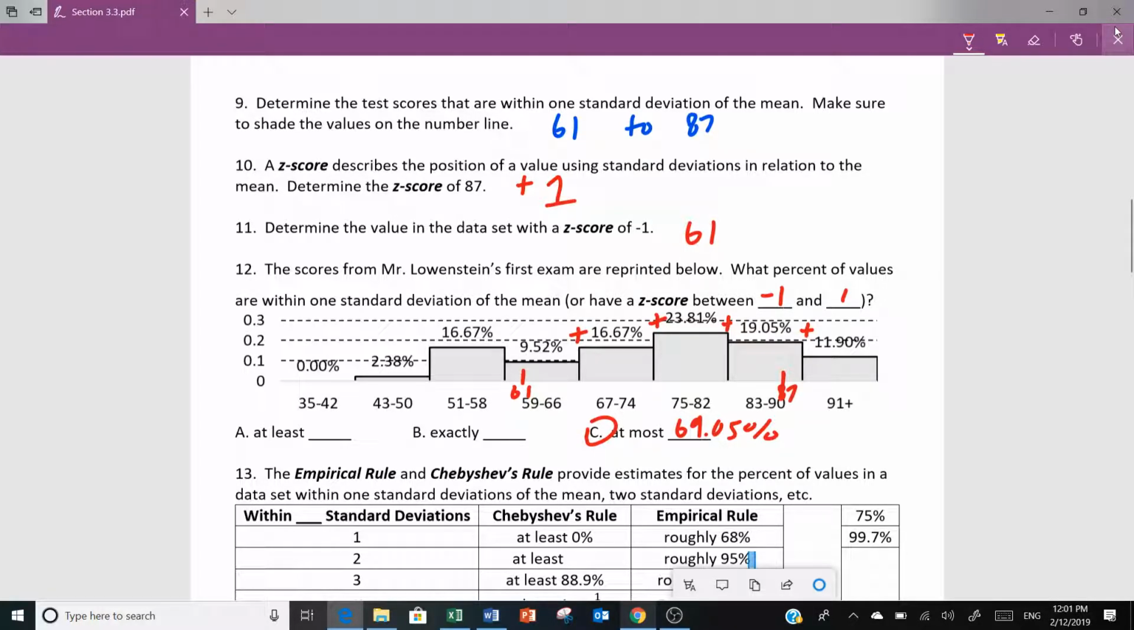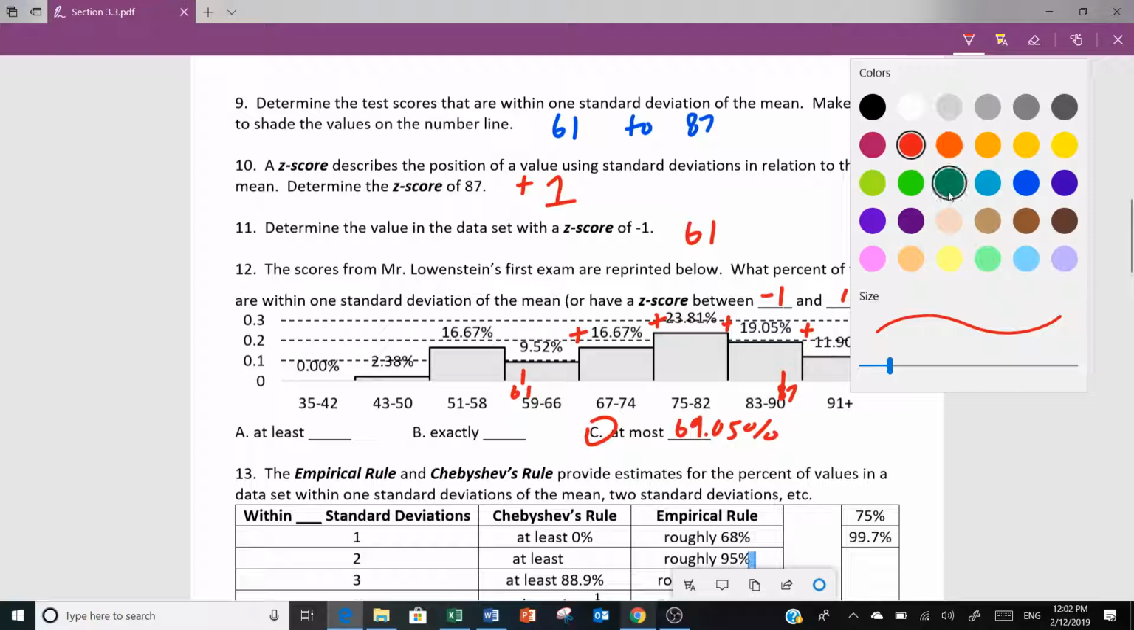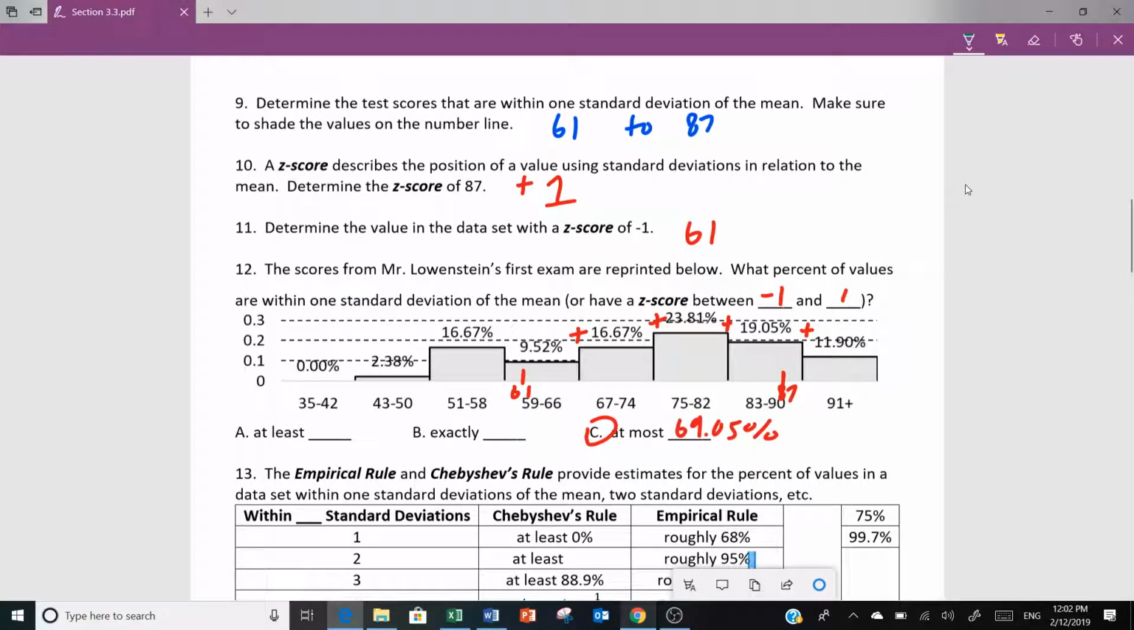So you added the 9.52, 16.67, 20.81, and 19.05? Yes. Okay. Oh, sorry. Yeah, my bad. I shouldn't have put a plus here.